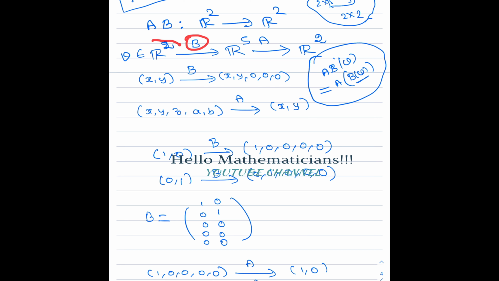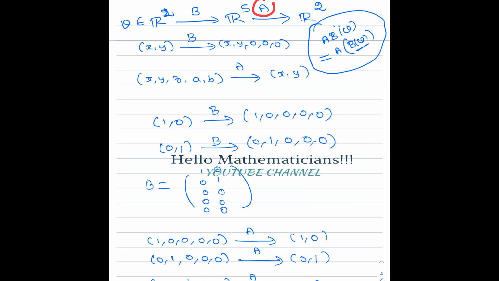So B is from R2 to R^5. R2 elements are tuples of the form (x, y). The answer should be a 5-tuple, so I take (x, y) to (x, y, 0, 0, 0). Now I say what the matrix A is. I take an arbitrary 5-tuple and send it to a 2-tuple. So I take the projection onto the first 2 coordinates. That is my map A.